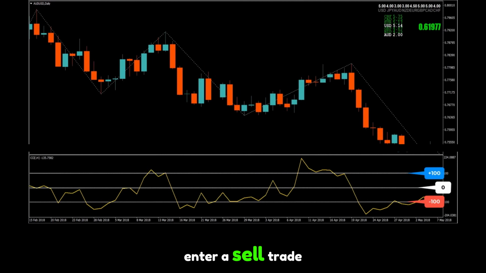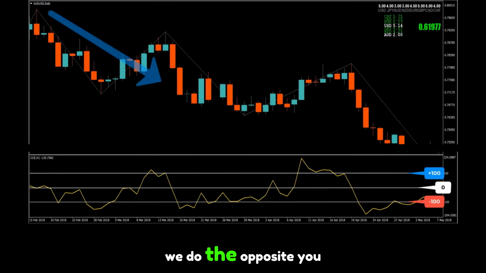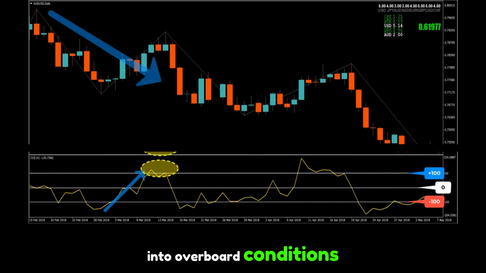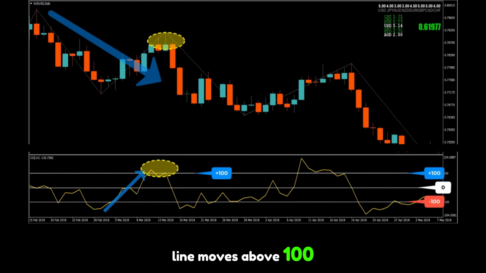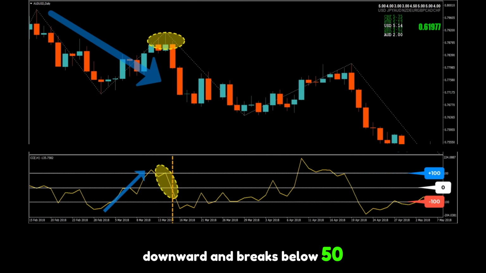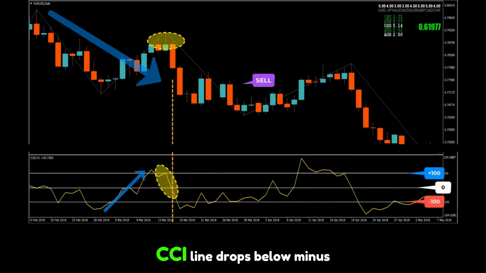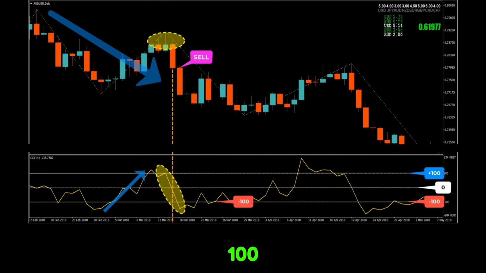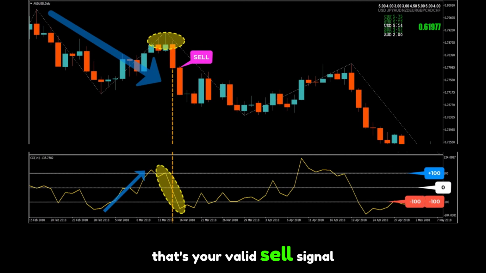2. Bearish trend: when to enter a sell trade. Now, if the market is in a bearish trend, we do the opposite. You wait for the market to rally into overbought conditions, which happens when the CCI line moves above 100. Then, if the CCI line reverses downward and breaks below 50, or even better, when the CCI line drops below -100, that's your valid sell signal.